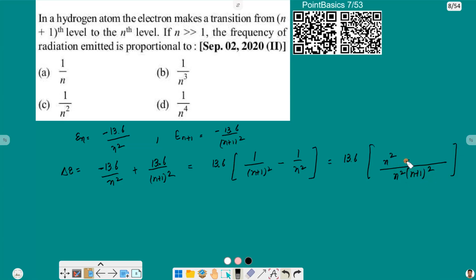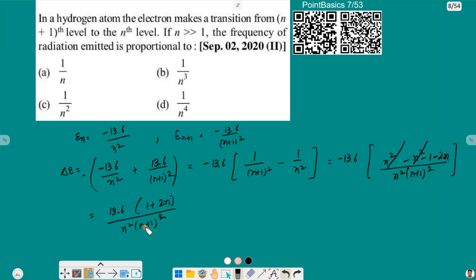Here we'll get n square minus n plus 1 square, that will be n square minus 1 minus 2n. Okay, I think I had to add a negative sign here, so only then this will be positive. So put a negative sign. So this n square is cancelled, and I am left with minus 1 minus 2n, adjusting with the negative sign. So that will be 13.6 into 1 plus 2n divided by n square into n plus 1 square.